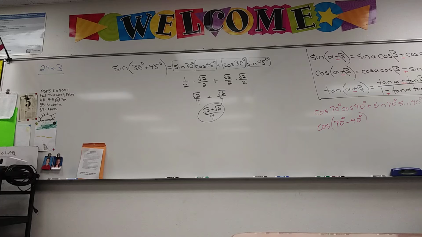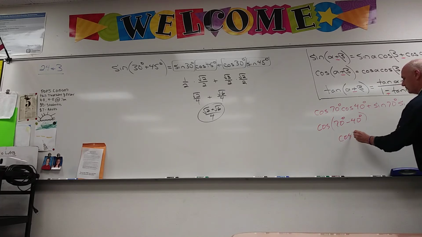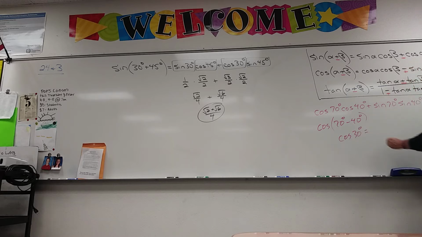Which really means, what are we asking you for? We're asking you for the cosine of 30 degrees, which is square root of 3 over 2.